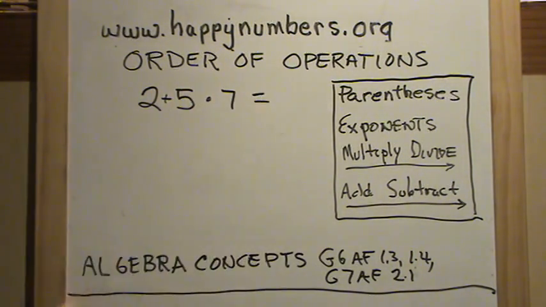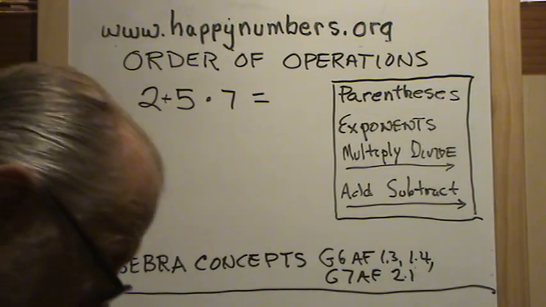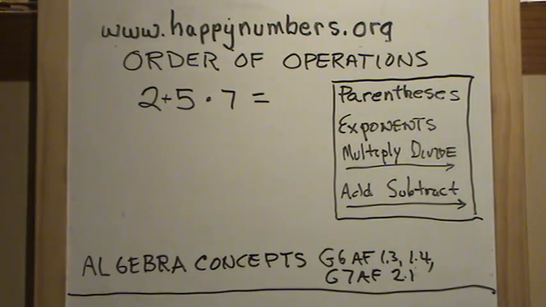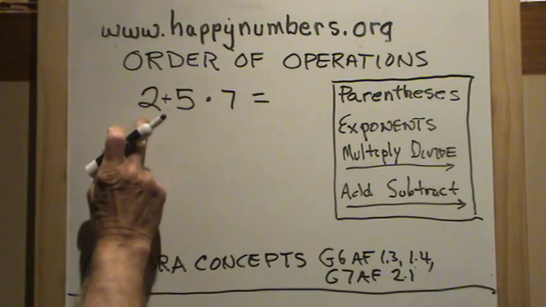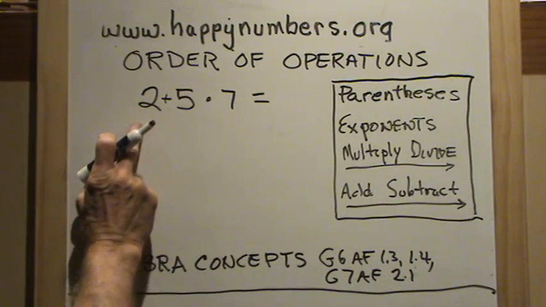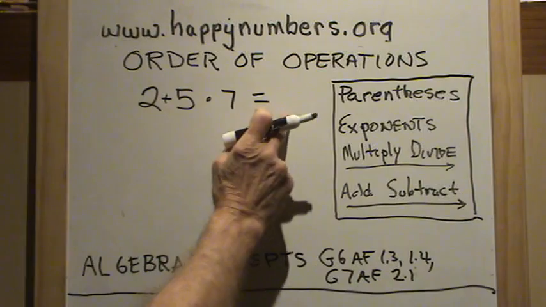Today's lesson is the order of operations, or the order of how we work problems in algebra. As an example, let's take this problem. This says 2 plus 5 times 7 equals.